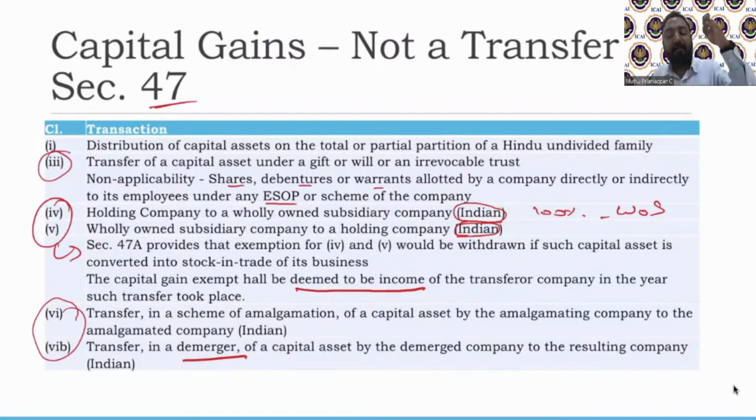So that is why in these cases, the previous ownership is considered as the ownership. For date calculation, if you remember, we said the previous owner's date is relevant. The reason is this: because the subsequent transfer is not a transfer. Father, we are considering father's date of purchase of a property because the transfer between father and son is not a transfer. Same way, we are taking the date of the amalgamating company because the transfer between amalgamating and amalgamated company is not a transfer. Same for demerger.